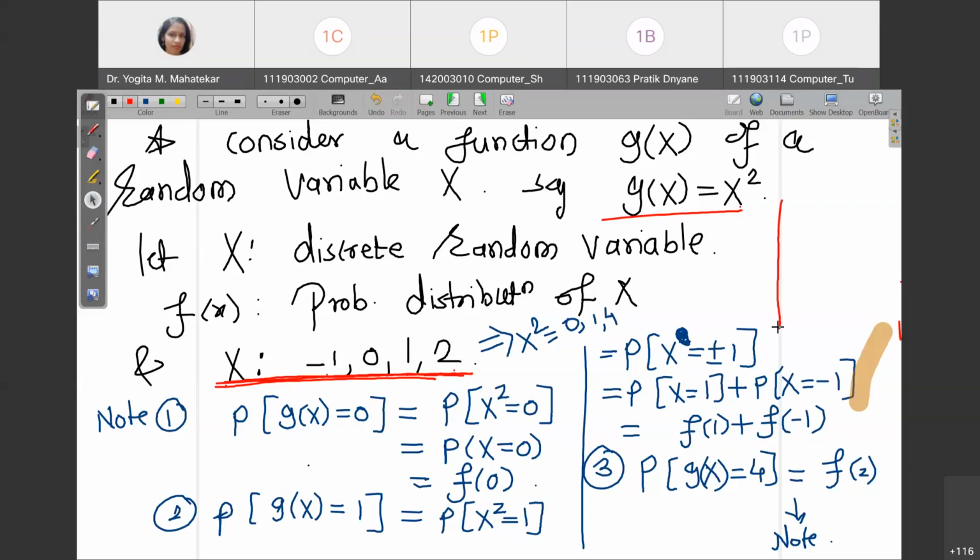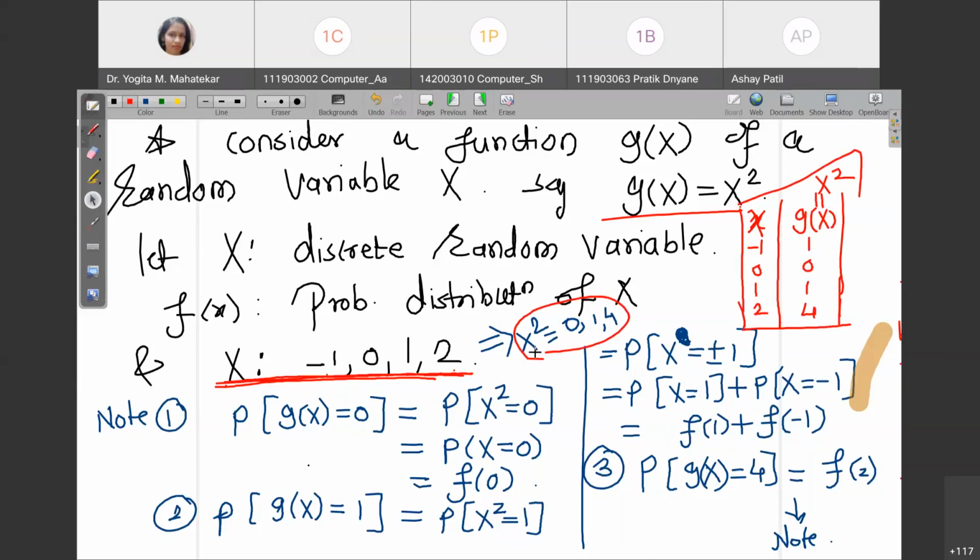So let me just make a table. The first column is your capital X values and the next column is your capital g of x values. You know g of x is x square as given. So minus 1, 0, 1, and 2 are the values of capital X, then x square is 1, 0, 1, and 4. Correct? You have to just square. That's your definition of capital G of x. So x square will take values 0, 1, and 4; 1 is repeated. So in summary, g of X is 0, 1, and 4. These are the possible values.